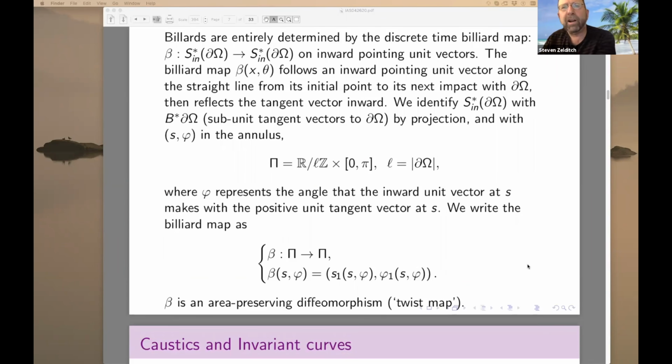And Birkhoff proved that this billiard map is an area preserving diffeomorphism of the annulus. And in fact, for a convex domain, it's what's called a twist map, but I'm not going to say much about that unless it comes up in a question.